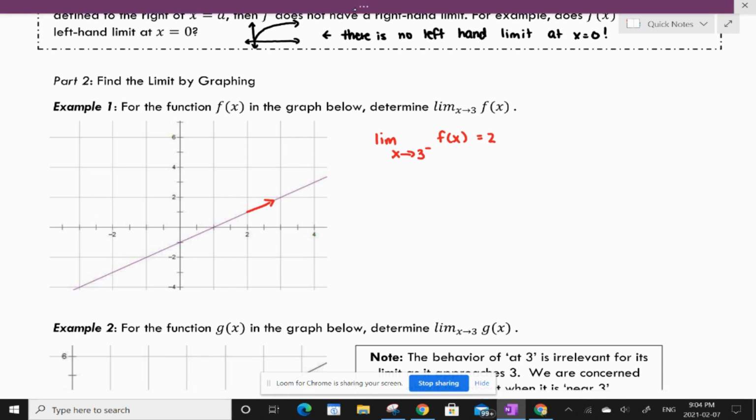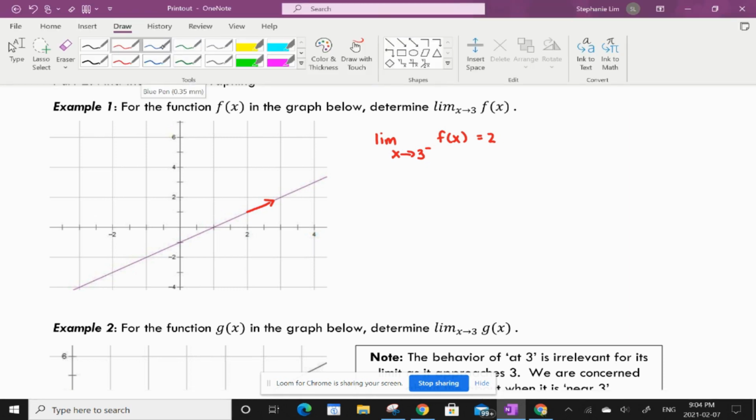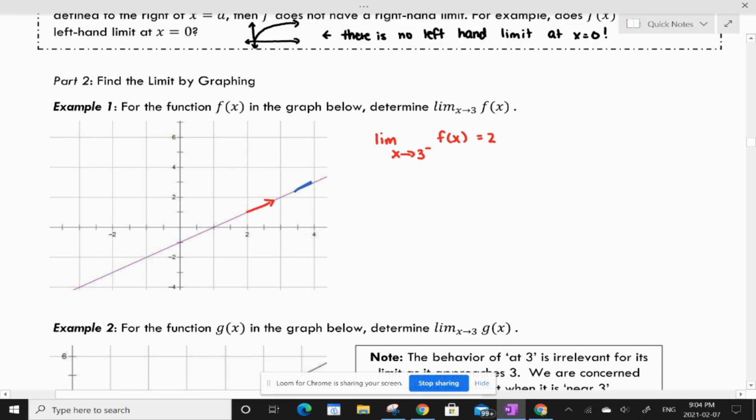Then if I deal with my right-hand side limit, as my function is approaching x equals 3 from the right-hand side, my function is approaching the y value 2. So the limit as x approaches 3 from the right-hand side of f of x is 2.